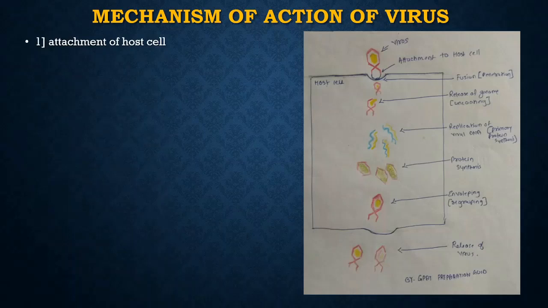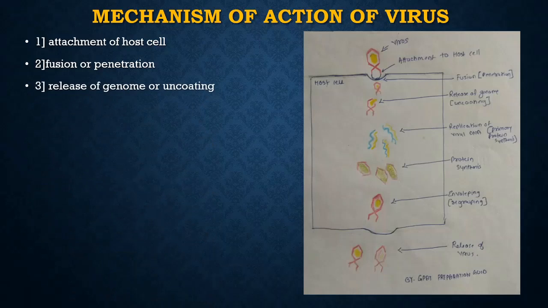The first point of mechanism of action of virus is attachment to the host cell. The virus comes and binds to the host cell. This is the first point. In this point, virus comes and attaches to the host cell and starts its second step. Second step of mechanism of action of virus is fusion or penetration. Fusion or penetration means, as its name says, the virus penetrates the host cell and gets entry into the host cell.